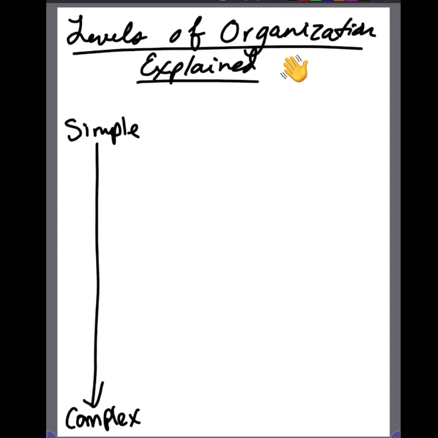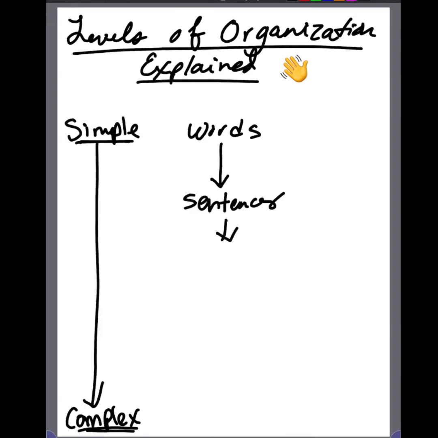In this video, I'm going to explain the levels of organization in the human body, and then I'm going to explain the different types of tissues. So starting with levels of organization, remember this is like going from simple to more complex structures. It's kind of like starting with words, then we have sentences, then we have pages, and from that we will form a whole book.